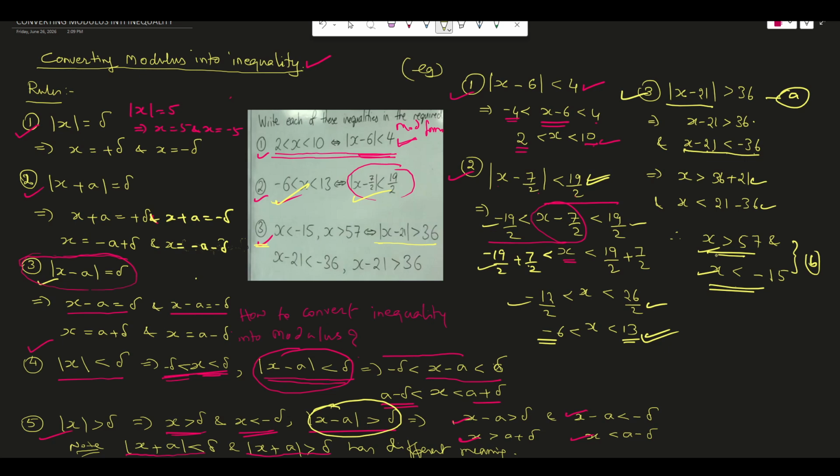In the next video, I will deal with the reverse of this. Okay, so suppose an inequality is given to you, how to bring it in the form of modulus. So that we'll be doing in the next video. That's all for today.